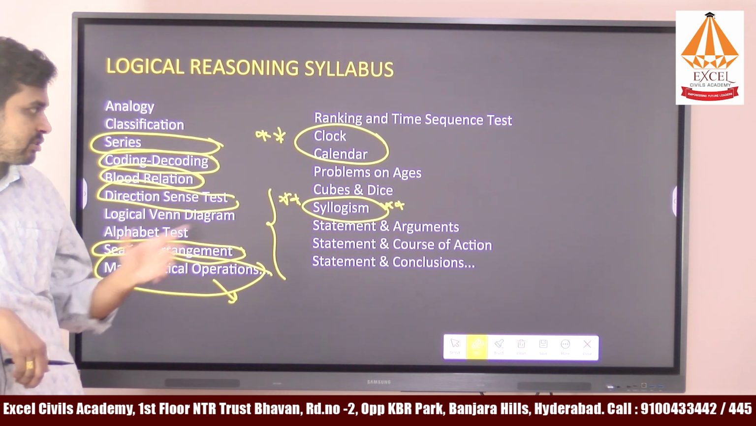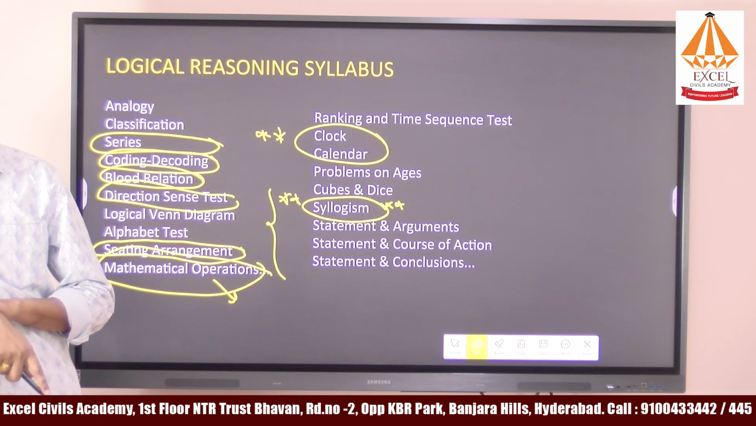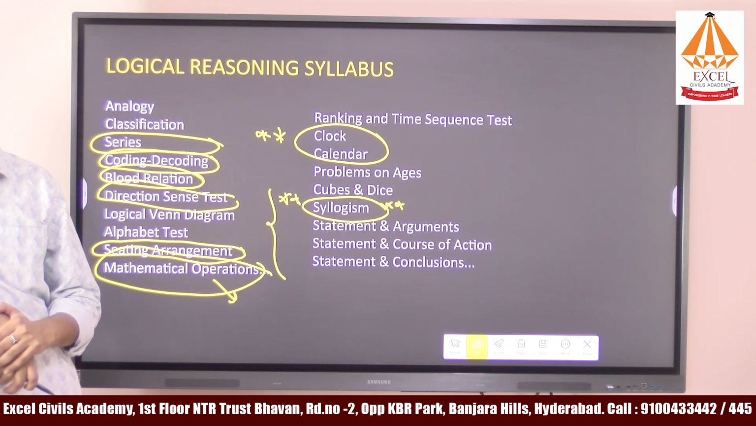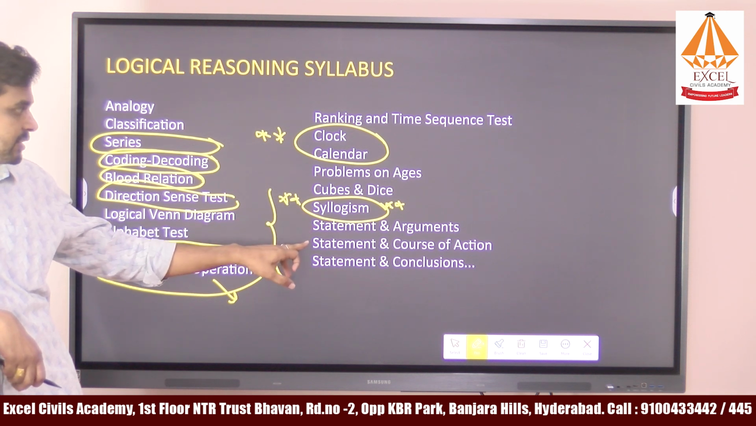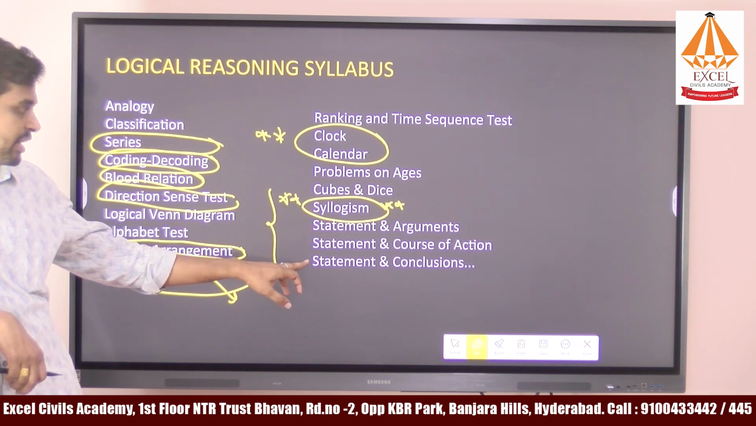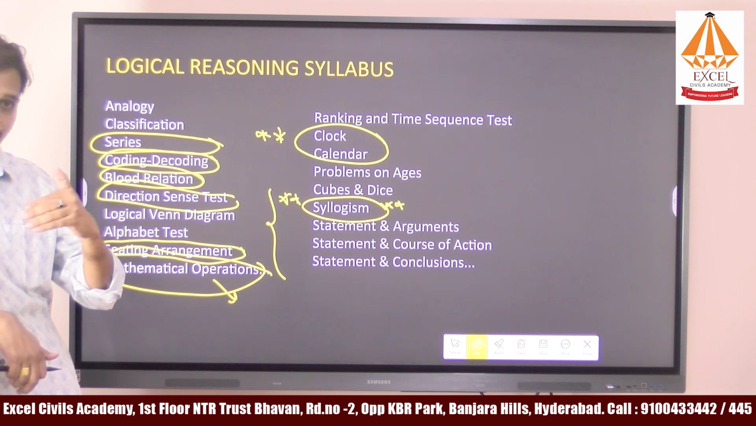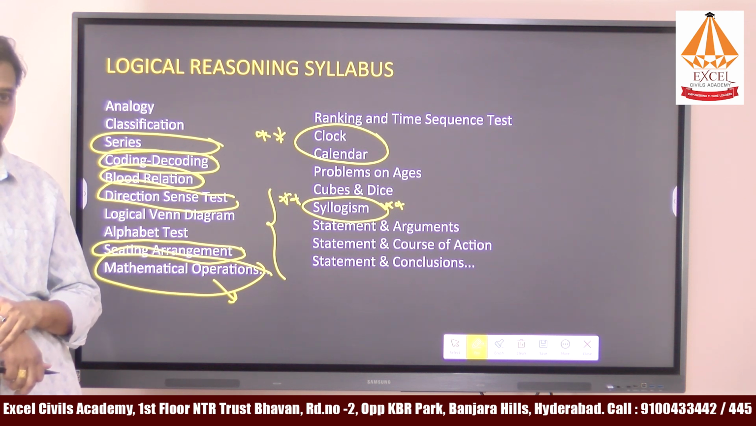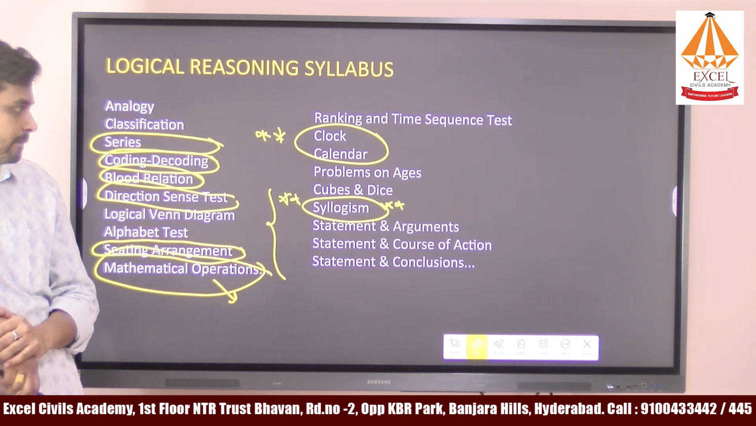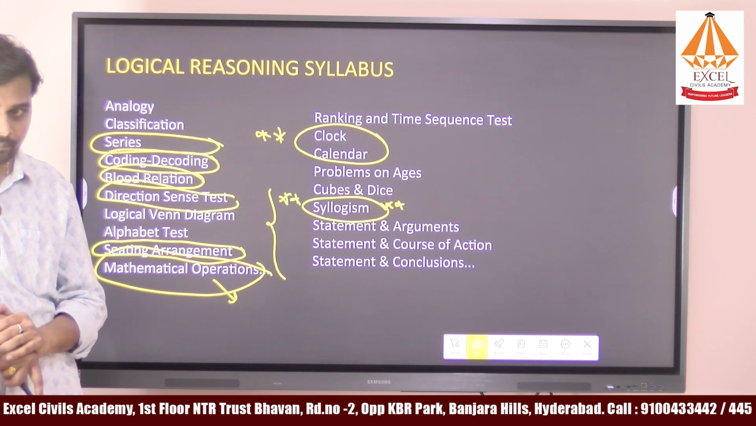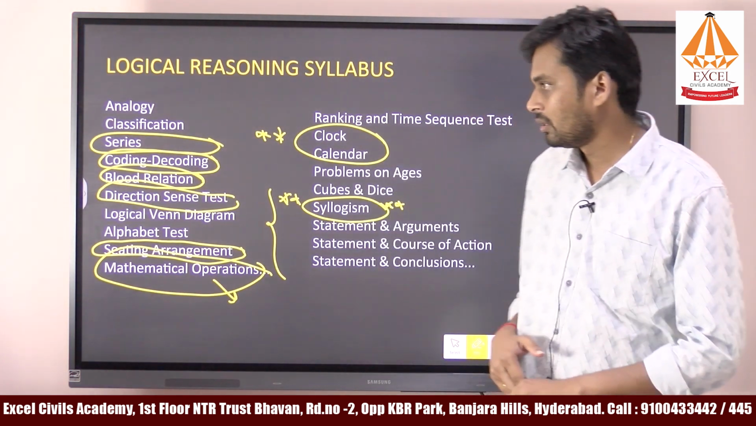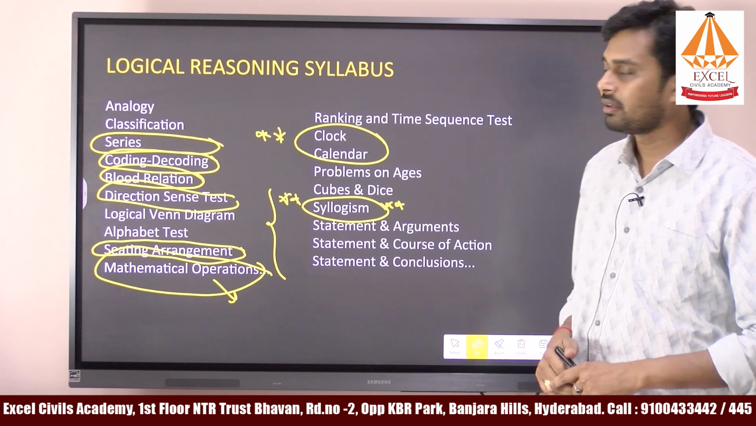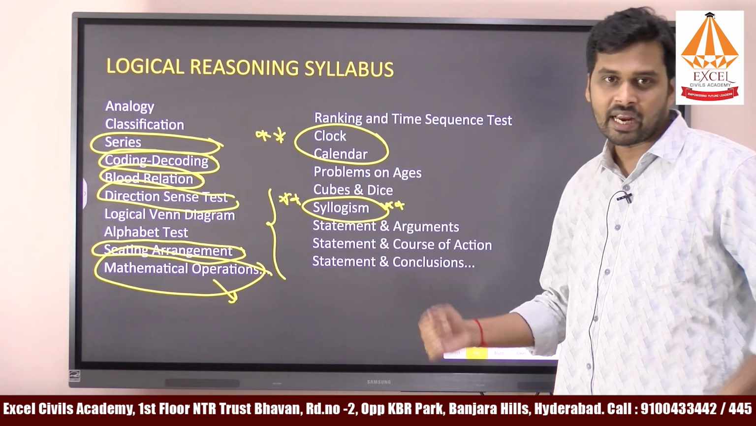And next, statements and arguments, statement and course of action, statements and conclusion. These are the analytical reasoning part questions, okay? We have syllogism, statements and arguments, statement and course of action and statement and conclusion, which come under analytical reasoning or critical reasoning. So this is about the logical reasoning syllabus. Weightage is somewhere from 15 to 18 questions.